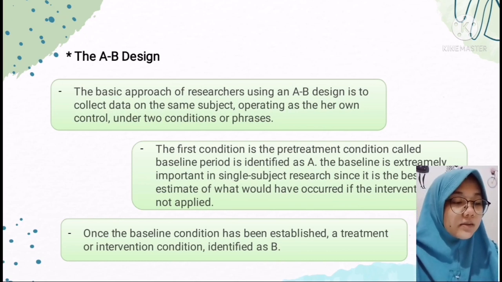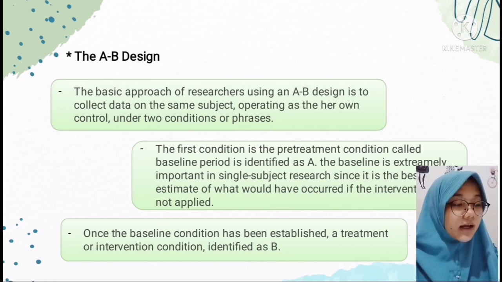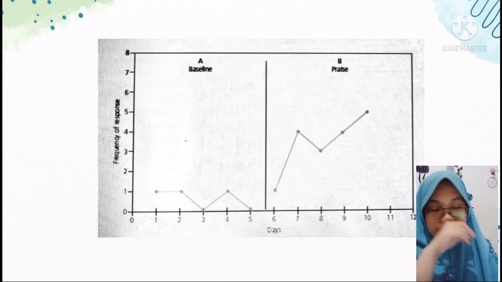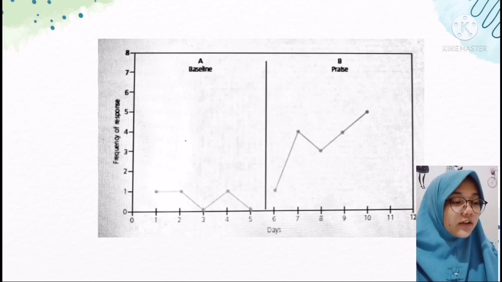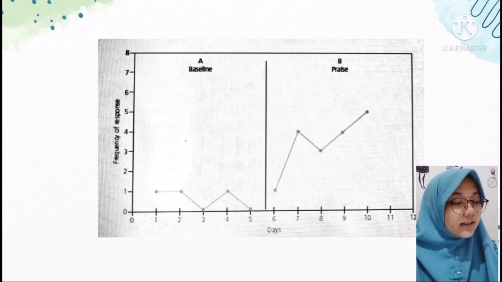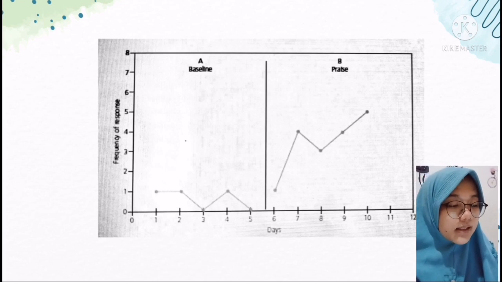Okay, once the baseline condition has been established, a treatment or intervention condition is identified as B. As you can see in the slide, in the picture, 5 measures were taken before the intervention and 5 more during the intervention. Look at the data. The intervention appears to have been effective. The amount of responsiveness after the intervention increased markedly.